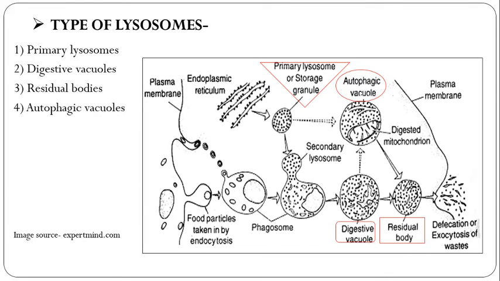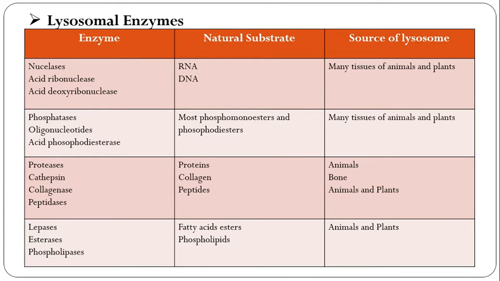Got it? Here are the types of lysosomes. There are two basic types: primary lysosomes, and the remaining three are secondary. But in the four different types, there are primary lysosomes, digestive vacuoles, residual bodies, and autophagic vacuoles. In intracellular digestion, some enzymes are needed, so these are the lysosomal enzymes, with their natural substrates and the source of lysosomes.